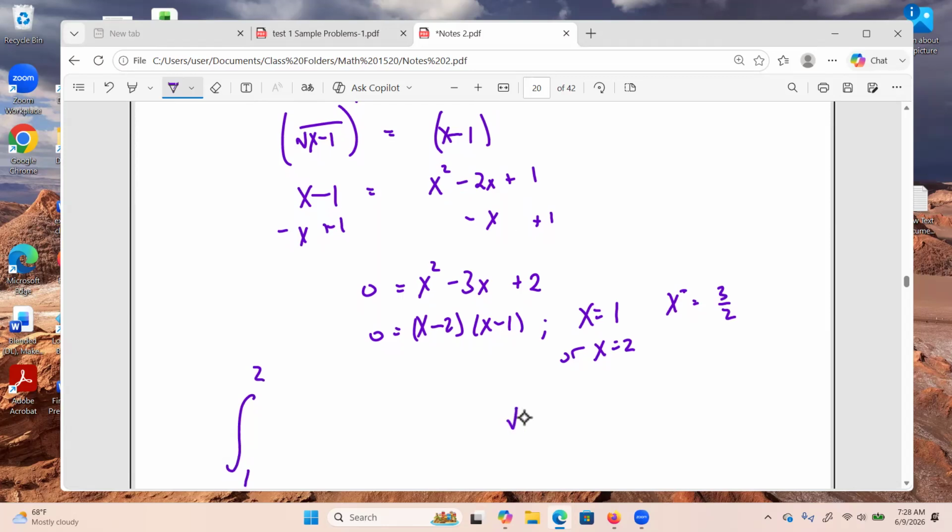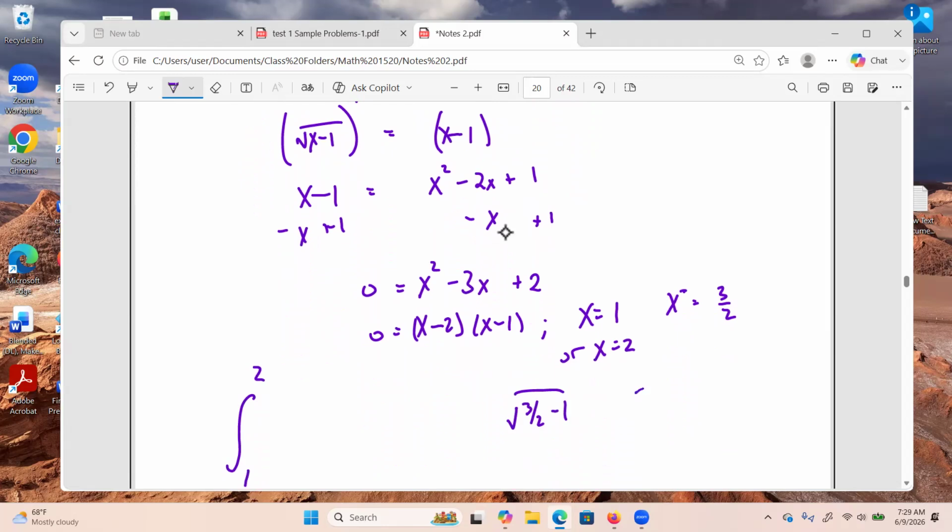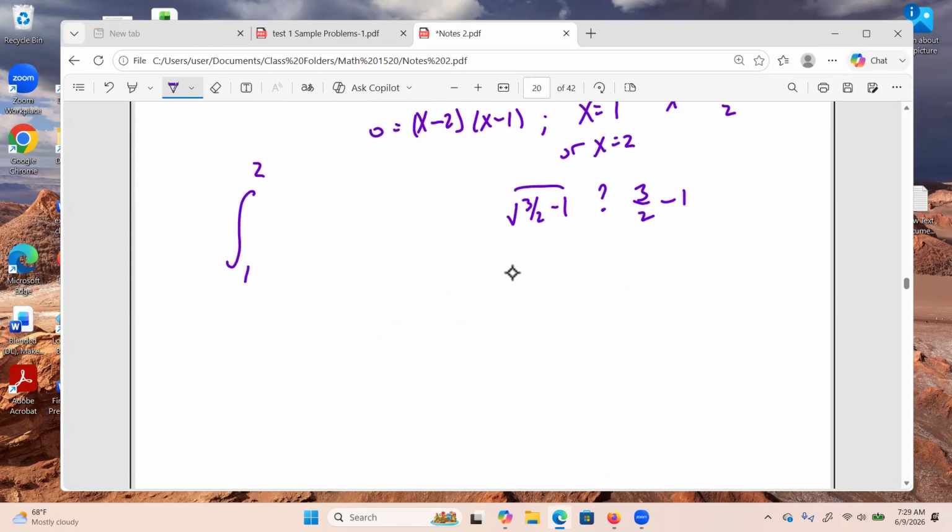So we have the square root of 3/2 minus 1, versus y is equal to x minus 1, so we have 3/2 minus 1. Which one is bigger? So 3/2 minus 1 is the square root of 1 over 2. And how does this compare to actual 1/2? From trigonometry, the sine of pi over 4 is going to give me 1 over square root of 2, and remember that 0.707 versus 0.5, the square root is bigger. So we're going to say the integral of the square root of x minus 1 minus parentheses x minus 1 dx.